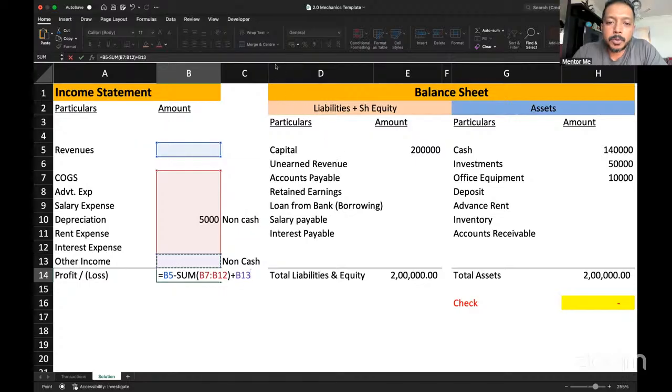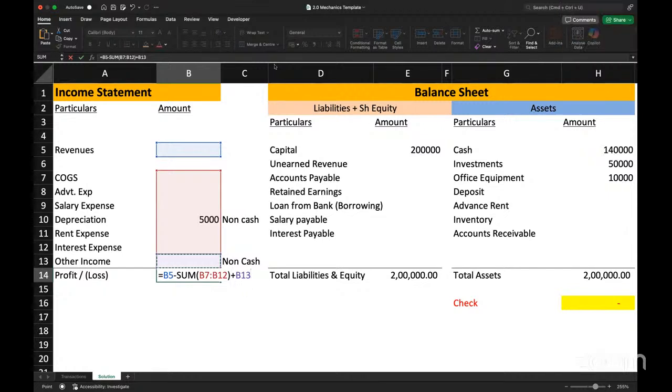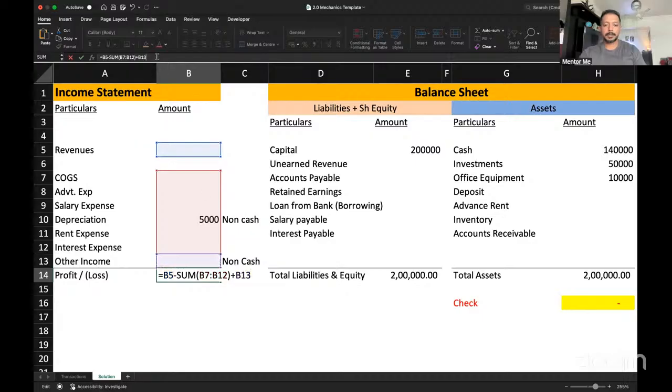At the moment, we're not looking at depreciation. I'll tell you, the depreciation calculation itself will come in the chapter called long-term assets. Right now, we're just at a very summarized level. Okay, so let's press enter.